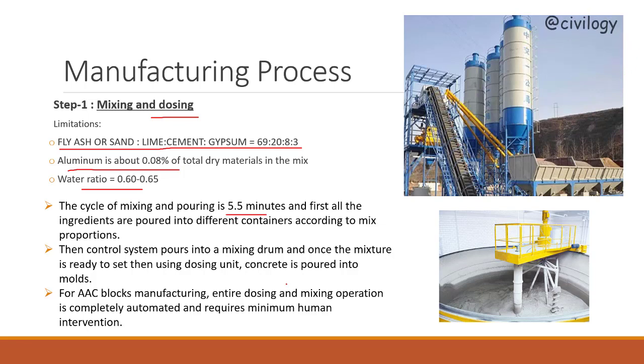First, all the ingredients are poured into different containers according to mix proportions. The automatic system sends these materials into a mixing drum, and once the mixture is ready to set, then using a dosing unit, it is poured into the molds. For AAC blocks manufacturing, the entire dosing and mixing operation is completely automated, so less human work is needed.